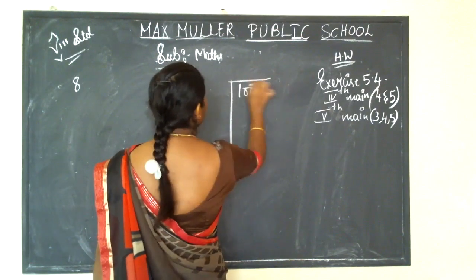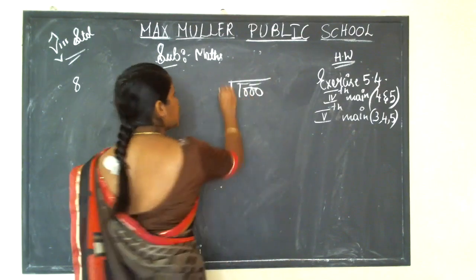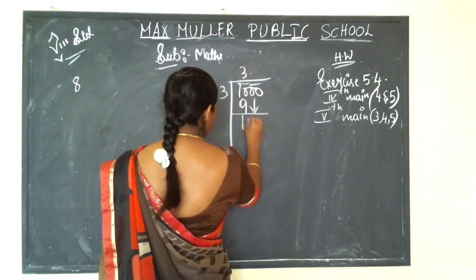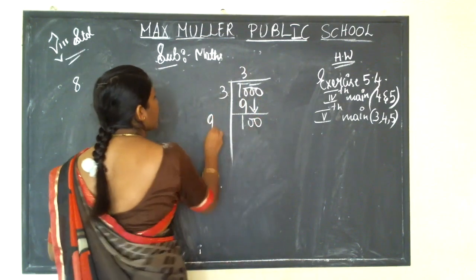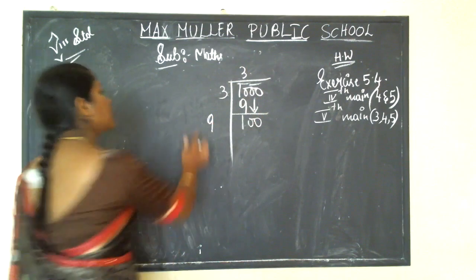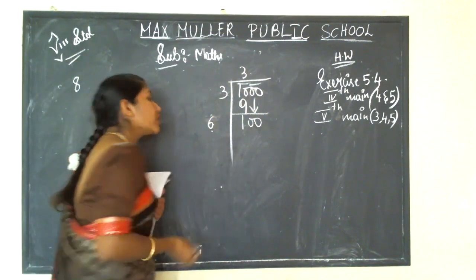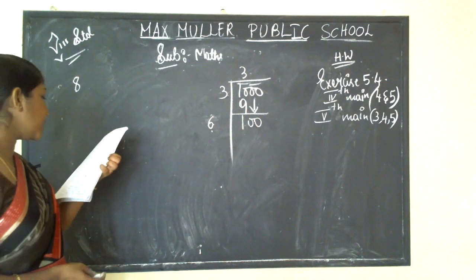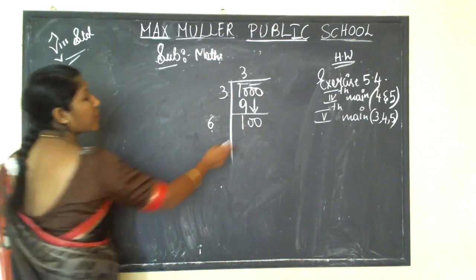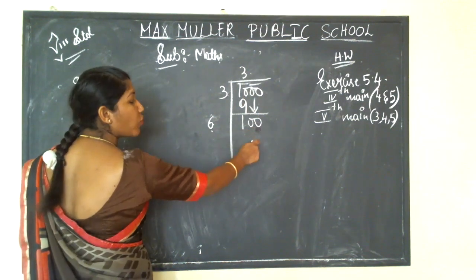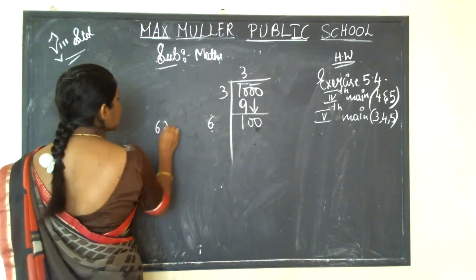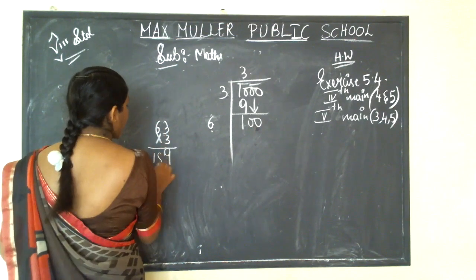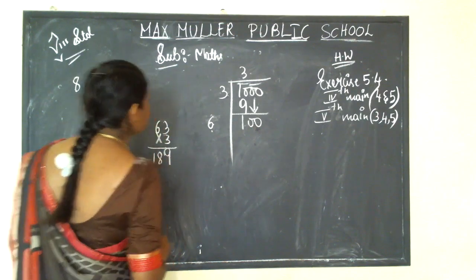So first, group the digits of the number. Take the square: 3 threes are 9, 1 remainder, and bring down the two zeros. Here the number becomes 100, and doubling the 3 gives 6. Now you have to choose one digit. Since the number is 0, you have to try 9. So 63 into 3: 3 threes are 9, 6 threes are 18, it becomes 189.